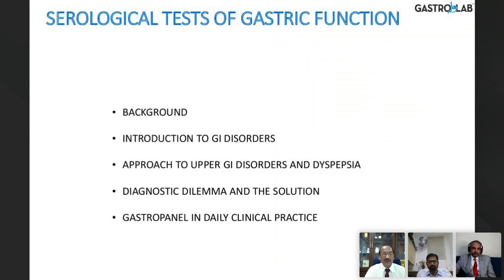So I'll give you a brief about the background, which Dr. Ajit has spoken about in detail, but I'll also reiterate some of the points. I'll introduce you to the GI disorders where assessing the stomach health might be of importance, and then also an approach to the GI disorders and dyspepsia, the diagnostic dilemma and the solution, and how we can use the GastroPanel in our day-to-day clinical practice.